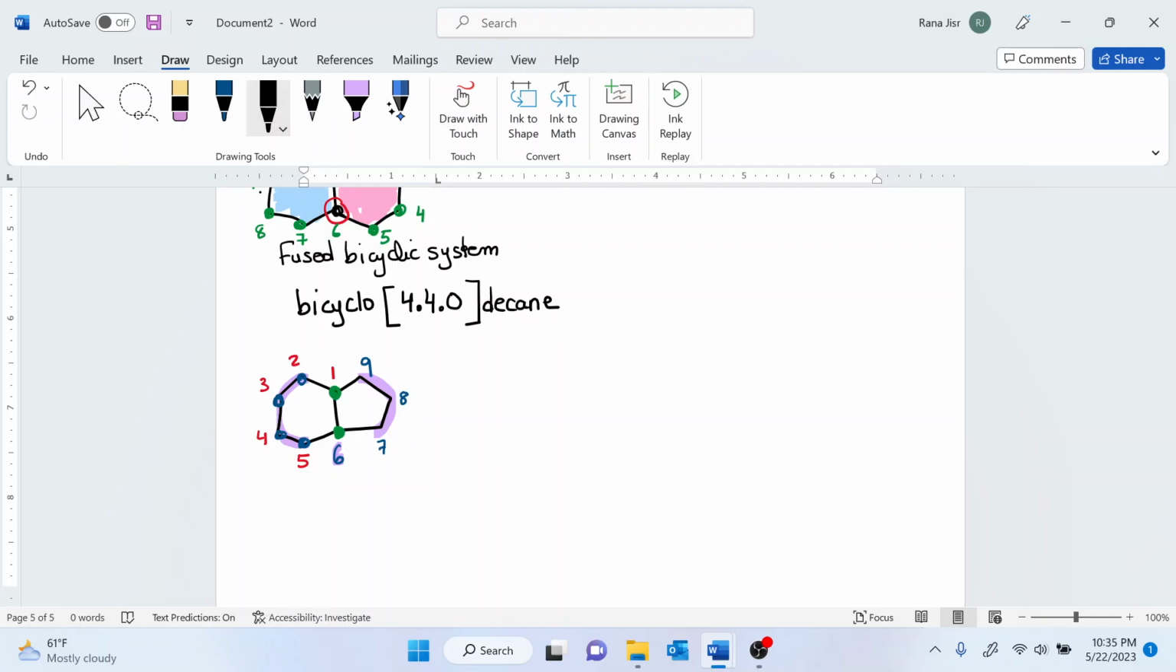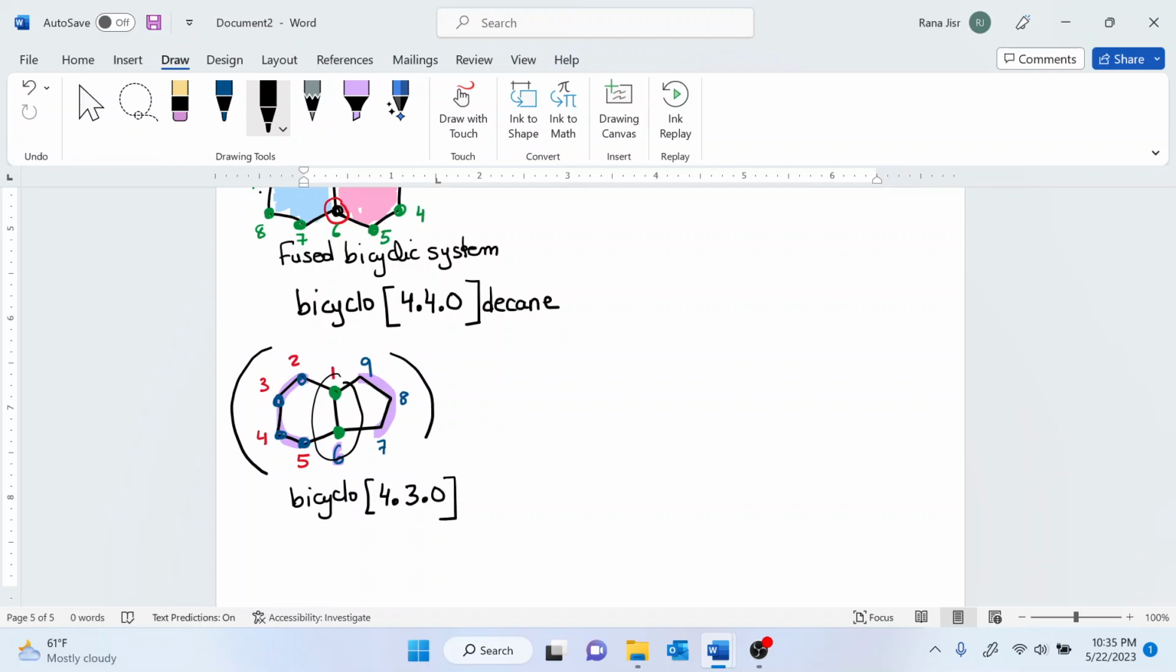And you start your naming with bicyclo. You open the brackets. You arrange the numbers from the more to the less. So I have 4 carbons on this side. I have 3 carbons on the other side. And I have 0 carbons in between 1 and 6.